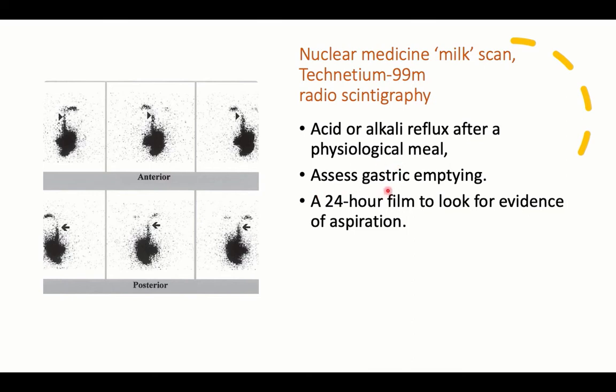It also assesses gastric emptying to diagnose prolonged or delayed gastric emptying. A 24-hour film is taken to look for evidence of aspiration. You can see here that gastric content has undergone reflux back to the esophagus. Also, this can be quantified over 24 hours to grade the severity of reflux disease.